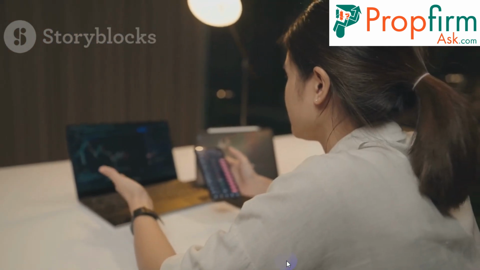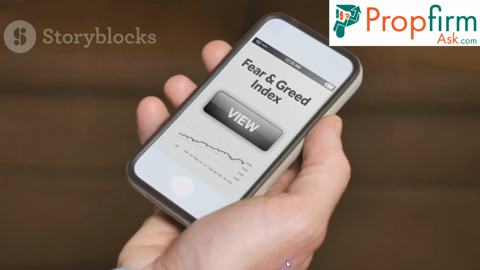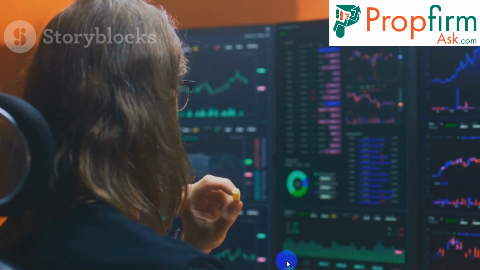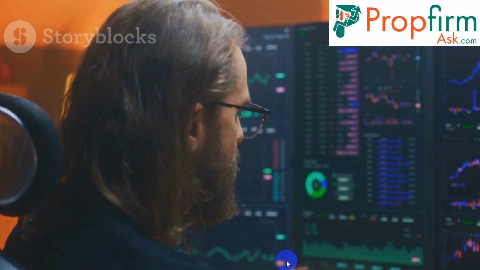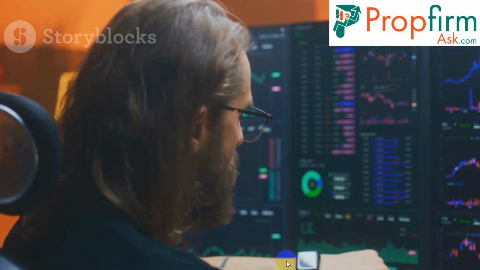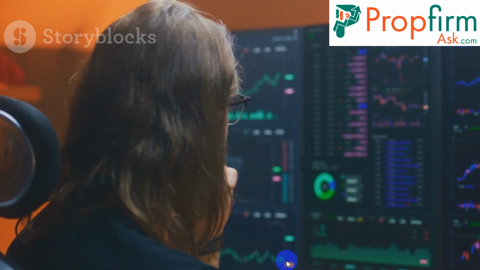Next, managing emotions. Trading can be an emotional roller coaster. Fear and greed are two powerful emotions that can cloud your judgment. Fear can make you exit trades too early, while greed can make you stay in trades too long. The key is to remain calm and collected, making decisions based on your strategy, not your emotions.